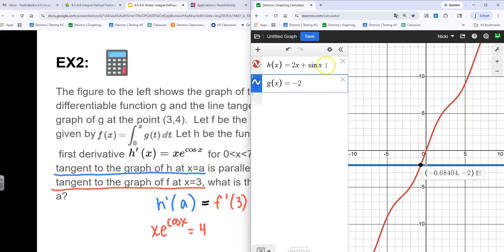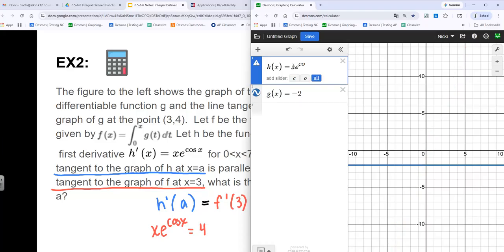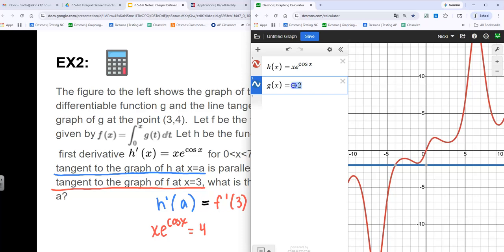So you would just go up here and say x e to the cosine x, and then down here 4. Let me make sure I am in radian mode. Yeah. And so there's more than one answer, but they told us only to look from 0 to 7. So this answer here is going to be our correct answer, 4.577.